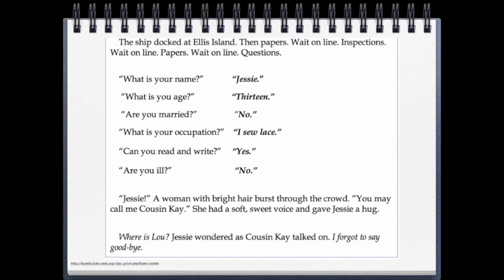On a fine fall day, they sailed past the Statue of Liberty. America! No one swapped stories or argued. Babies hushed. Even the oldest passengers and the most seasick stood against the rail. America! And there it was, New York City, with those tall, tall buildings that touched the sky. Grandmother, Jessie thought, if only you could see what I see now. The ship docked at Ellis Island. Then papers, wait online. Inspections, wait online. Papers, wait online. Questions. What is your name? Jessie. What is your age? 13. Are you married? No. What is your occupation? I sew lace. Can you read and write? Yes. Are you ill? No. Jessie, a woman with bright hair burst through the crowd. You may call me Cousin Kay. She had a soft, sweet voice and gave Jessie a hug. Where is Lou? Jessie wondered as Cousin Kay talked on. I forgot to say goodbye.